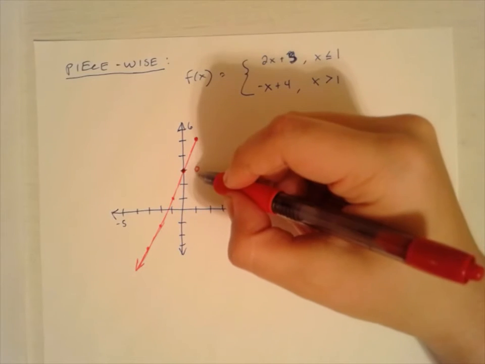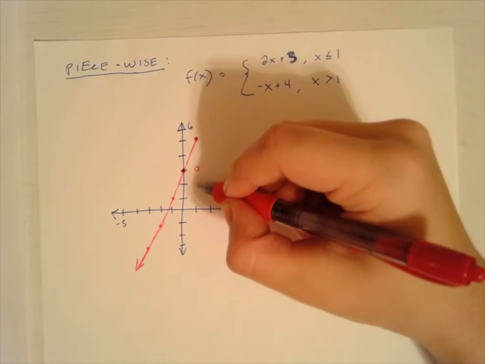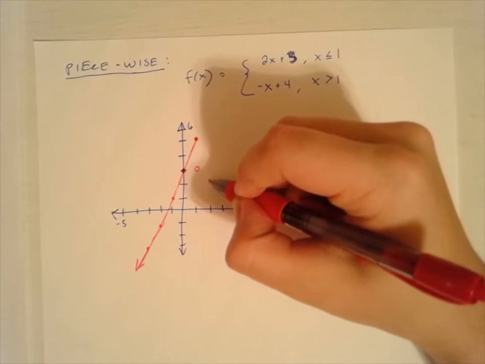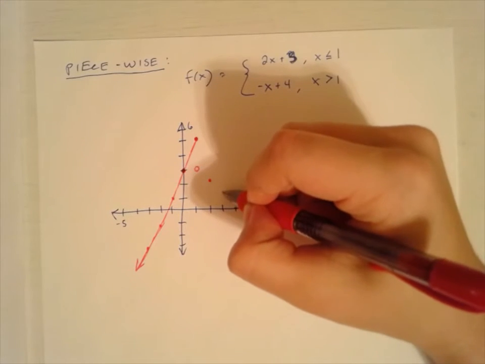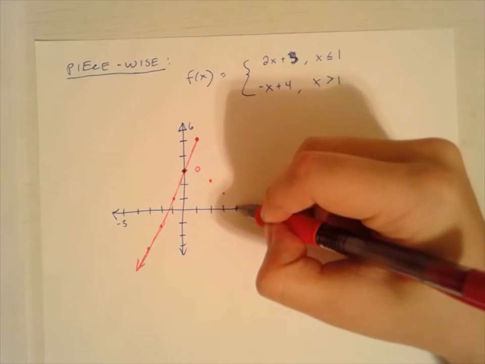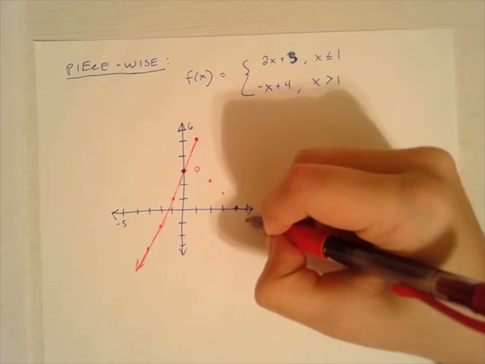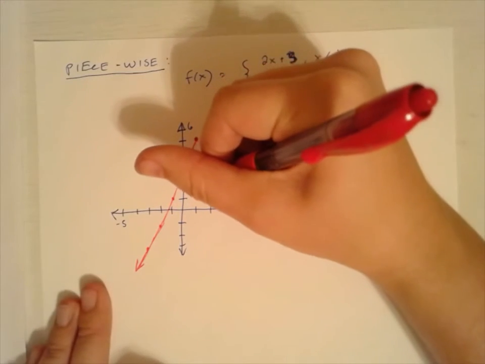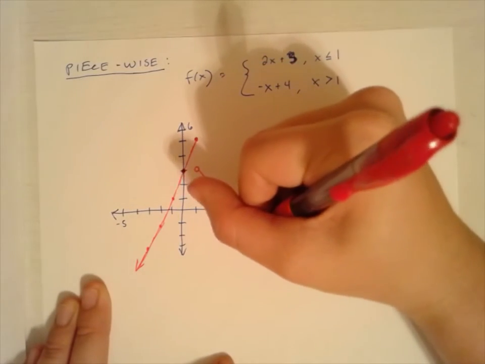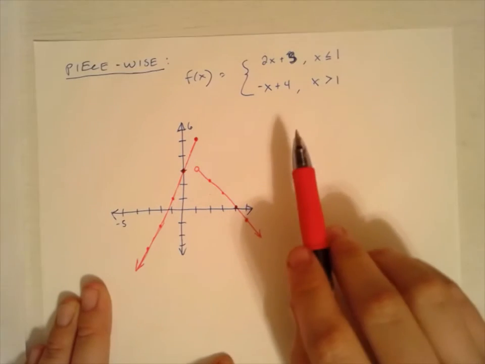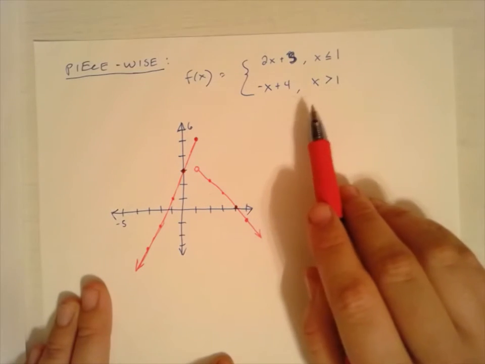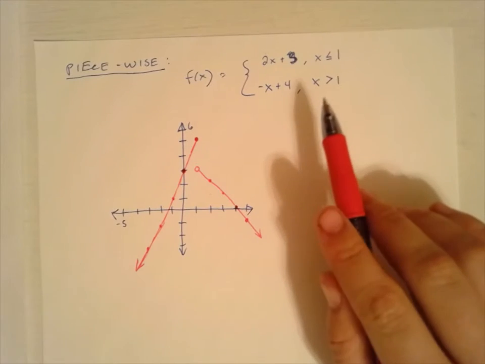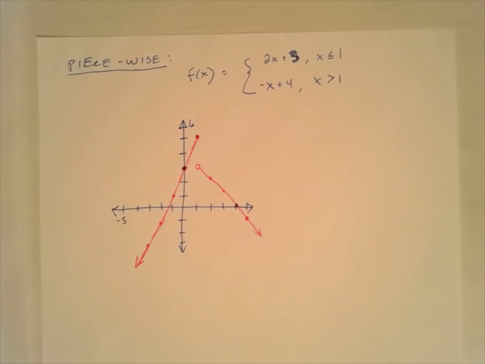Now I just keep on making the points in that direction. So I continue to go down 1, over 1, down 1, over 1, down 1, over 1, down 1, over 1. And once I connect all my points, I'm sure to put an arrow at the end of that, because that function continues for everything greater than 1. All the way to infinity it continues. And that is the graph of our piecewise.